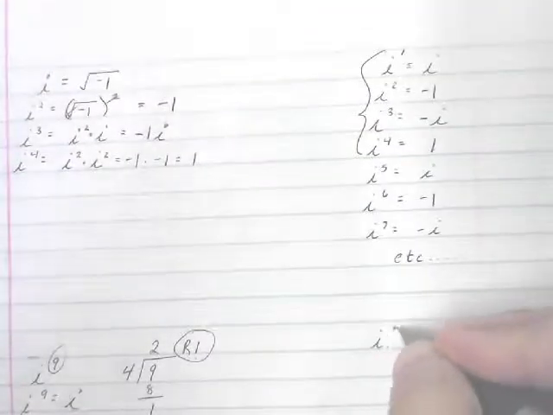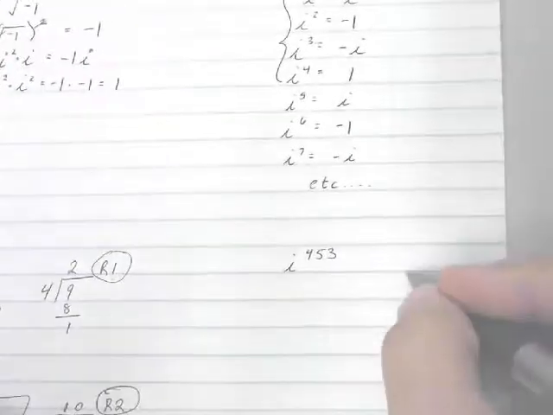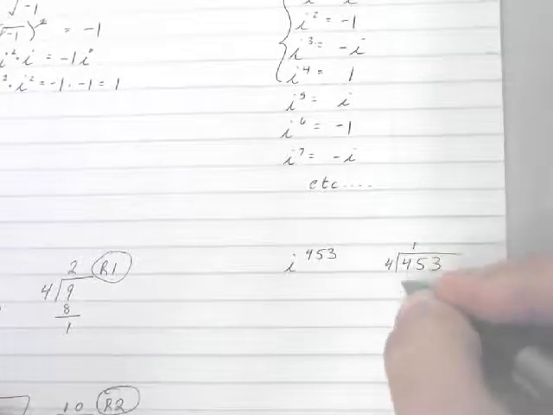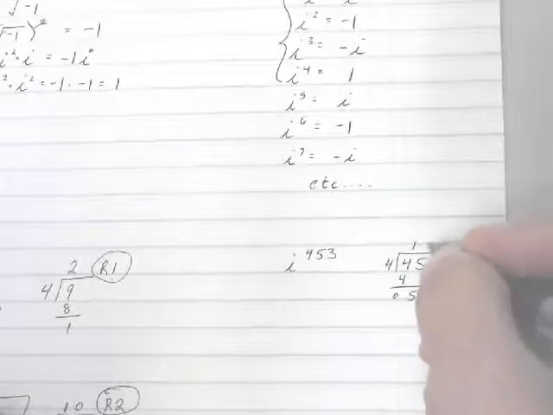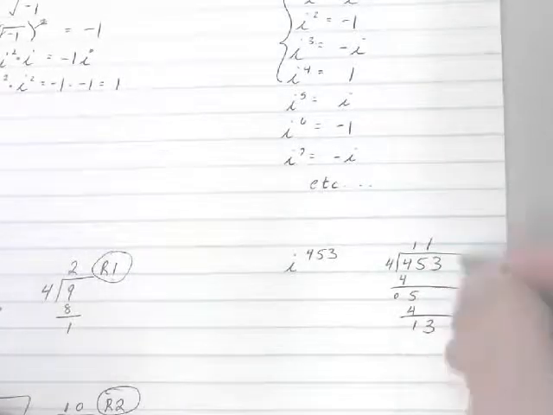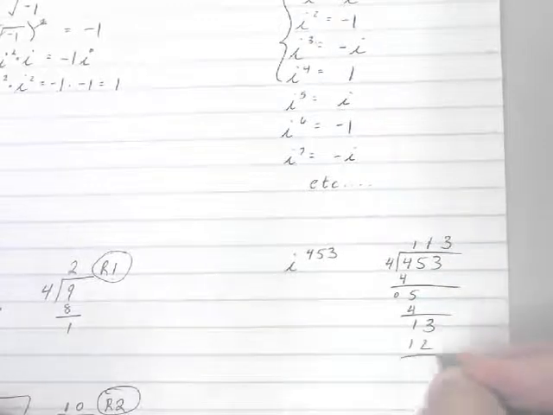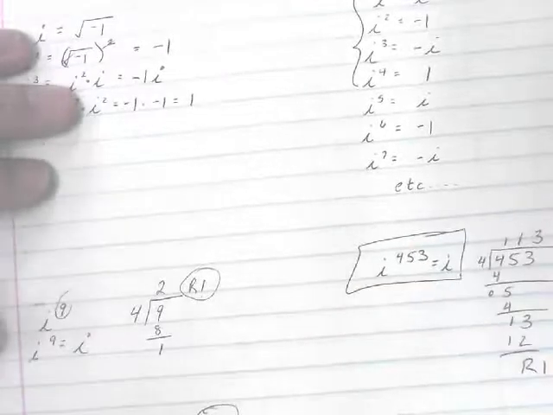i to the 453rd power. Okay, so this can get ridiculous. 453 divided by 4: 4 goes into 4 once, bring the 5 down, 1 time, then 3 times. Remainder of 1. So again, remainder 1 brings me back to i. So i to the 453rd power is equal to i.